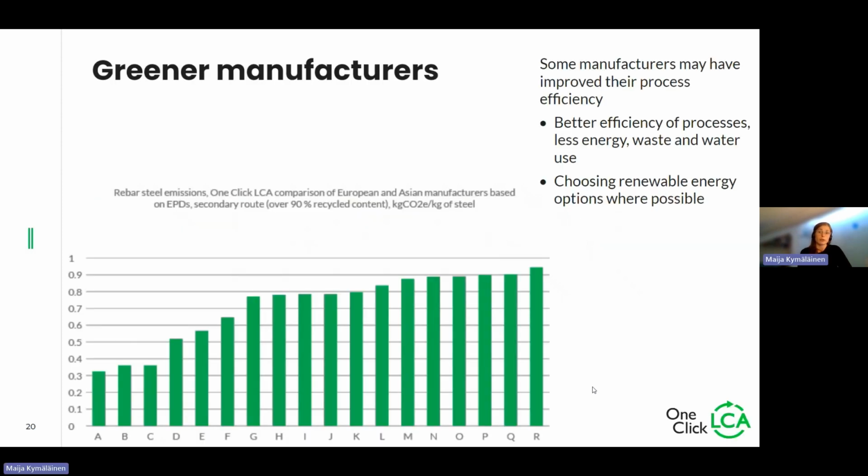So here we are looking at different reinforcement steel producers. The difference between the best and worst is about 70%, so quite high. For example, some manufacturers may use very fossil heavy manufacturing processes. If you produce your products with greener energy, for example, you can significantly lower the impacts. Here it says that we have over 90% recycled content. So this recycling part is in order, but this is something also to consider.